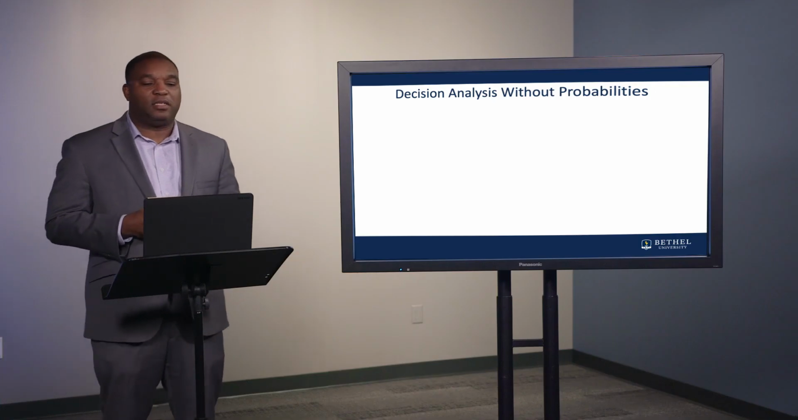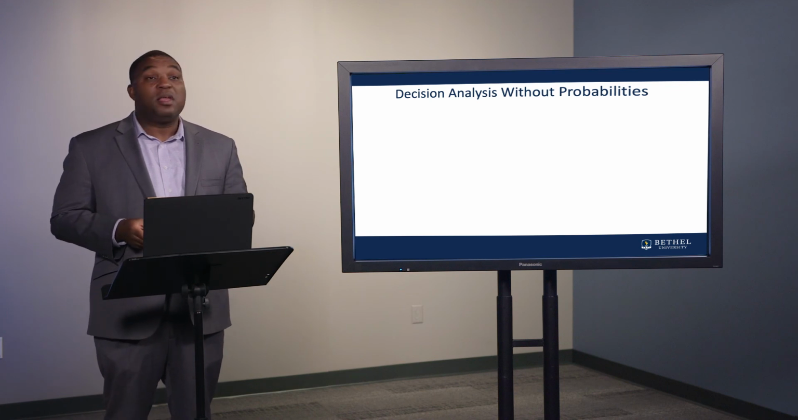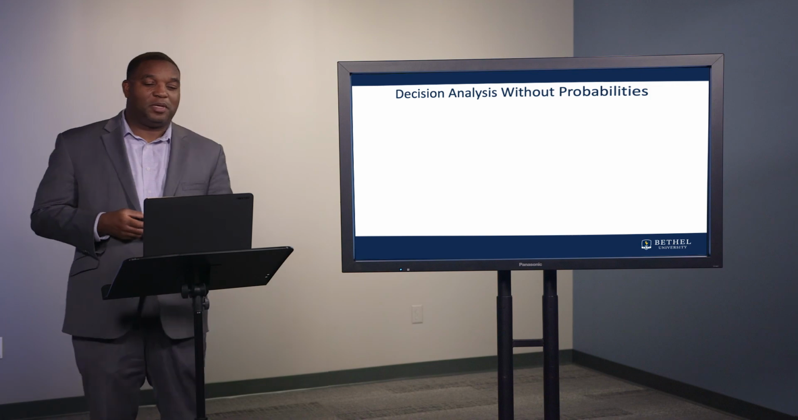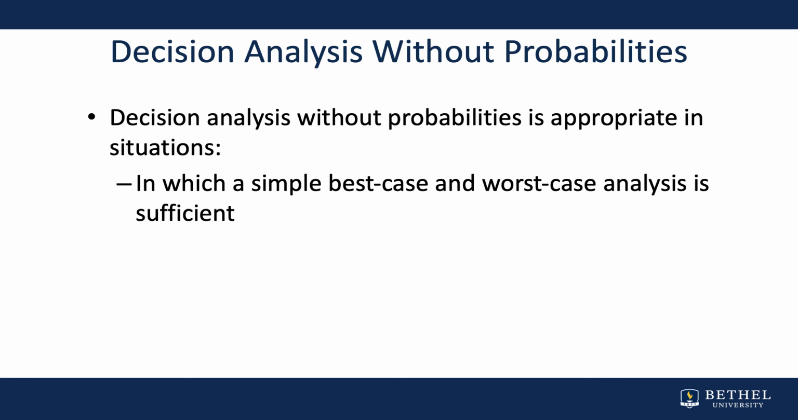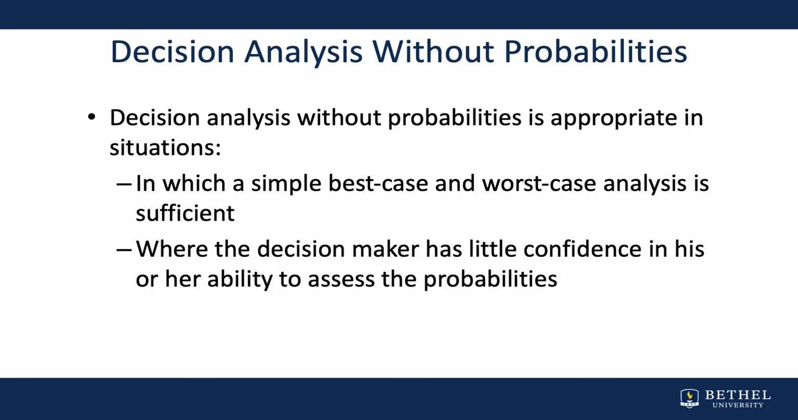Let's talk about decision analysis without probabilities. And then we'll talk about decision analysis with probabilities. Decision analysis without probabilities is appropriate in situations in which a best case and worst case analysis is sufficient, or where the decision maker has little confidence in his or her ability to assess the probabilities. There are not a lot of very involved math people out there who understand statistics and probabilities and inference. So if you have to complete a decision analysis, sometimes you have to do it without probabilities. So we're going to talk about how to do that in the next few minutes.